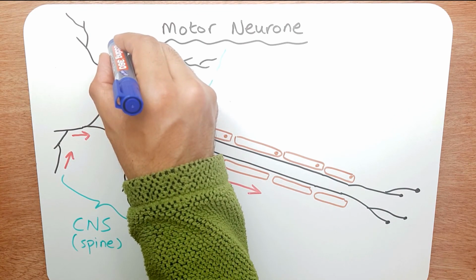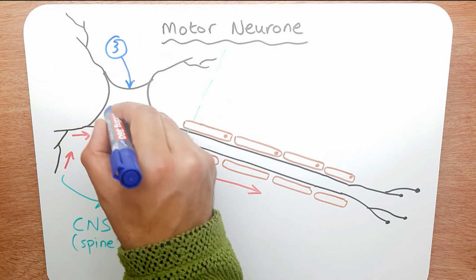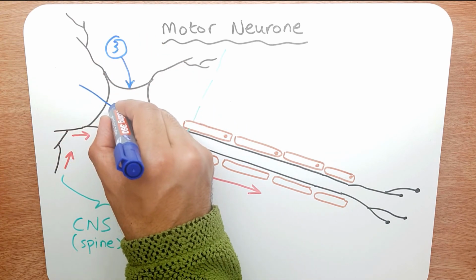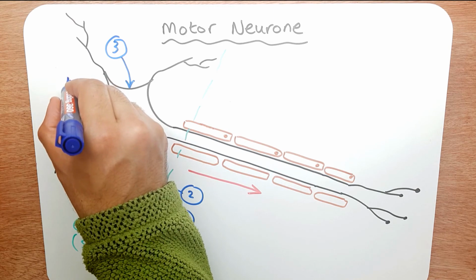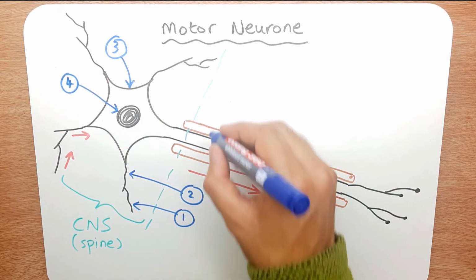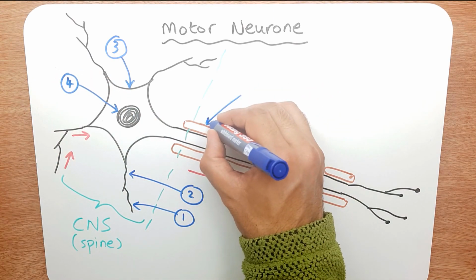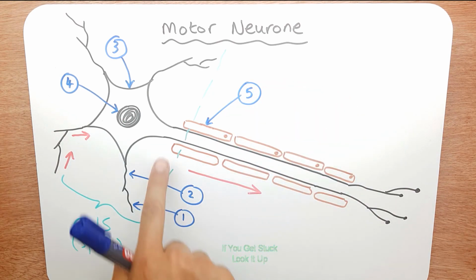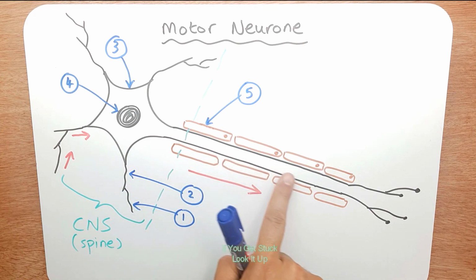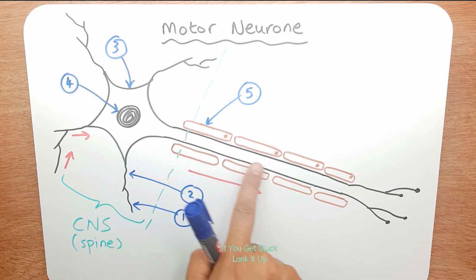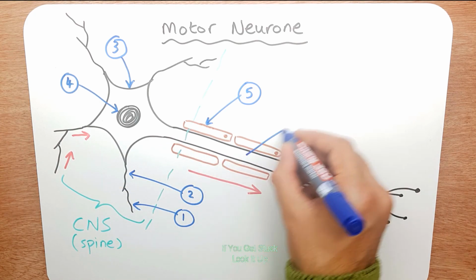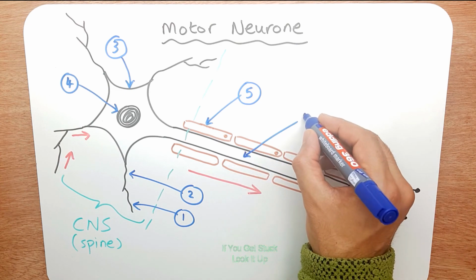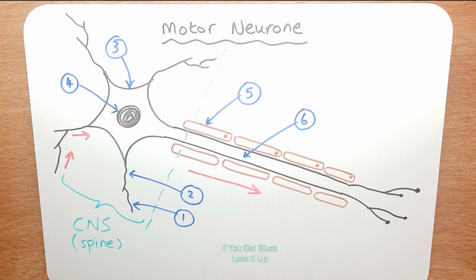Here you have your cell body, and there is the cell nucleus. You have this protective layer of cells called the myelin sheath. You have this part of the cell which is taking the impulse away from the cell body, and that's called the axon. And here you have these axon terminations.